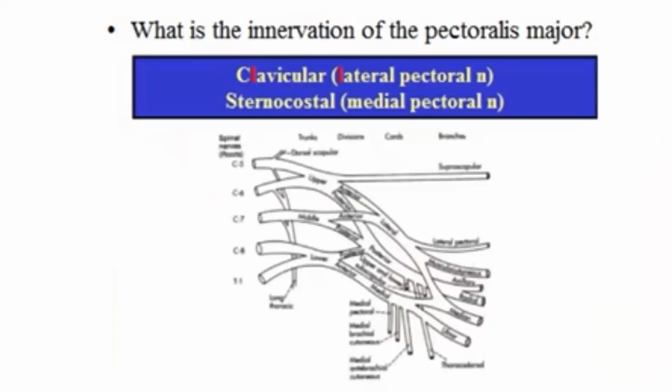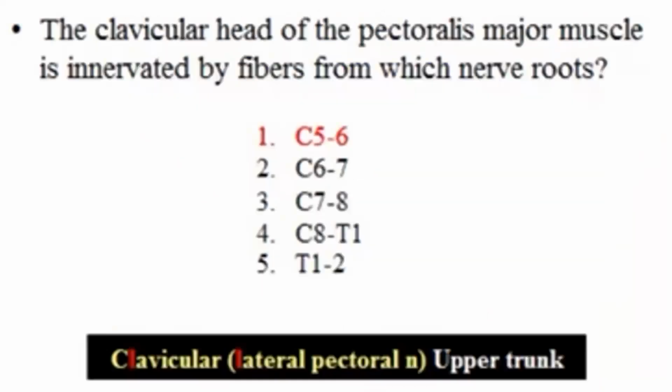What is the innervation of the pectoralis major? You have to know these. Look it up. I'm showing you these so that it would appear in the recording. I don't want you not to have these. So I'm speaking very briefly. The clavicular head of the pectoralis major muscle is innervated by fibers from which nerve root? C5, C6.